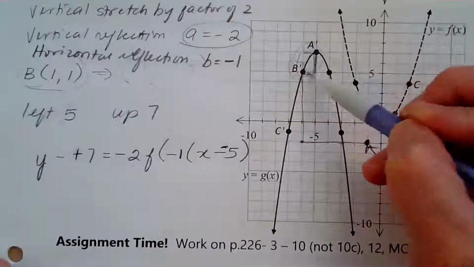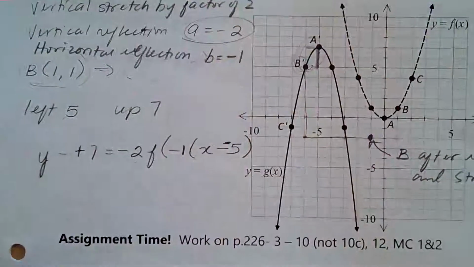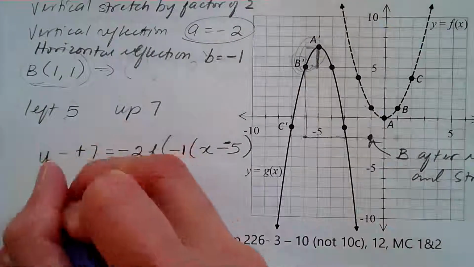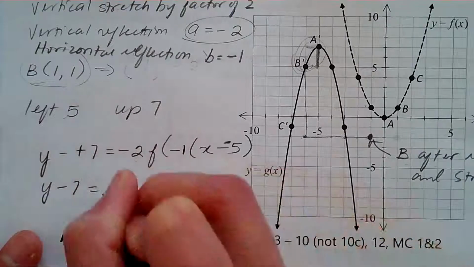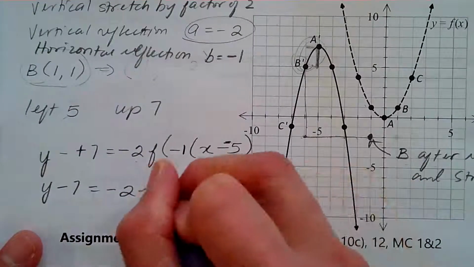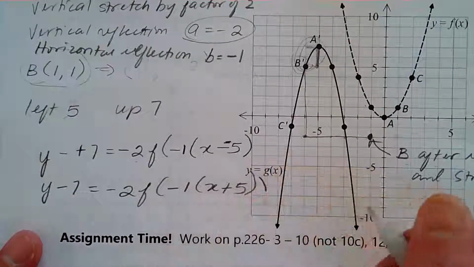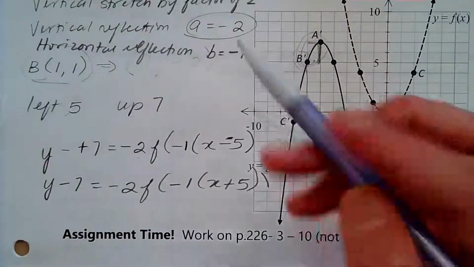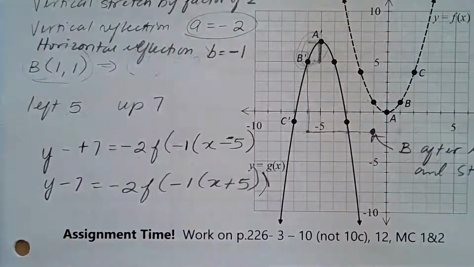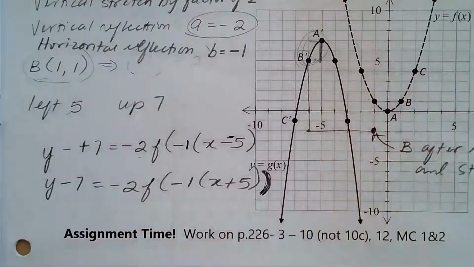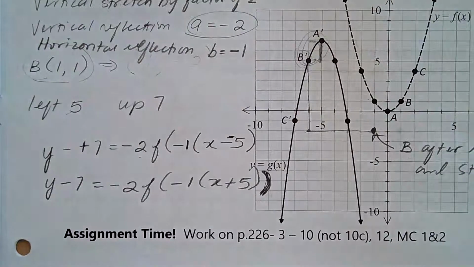I focused on A and B so much that I didn't recognize they are on the opposite side. So let's clean it up. Negative 2 f of negative 1 x plus 5, x plus 5. Good. Much better. Good job. So when you're correcting the teacher, that means you know your stuff. That's good. Awesome.